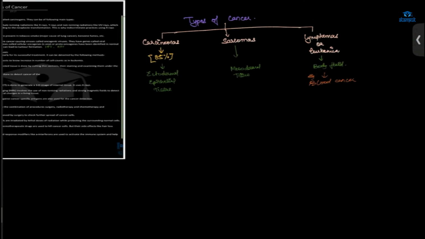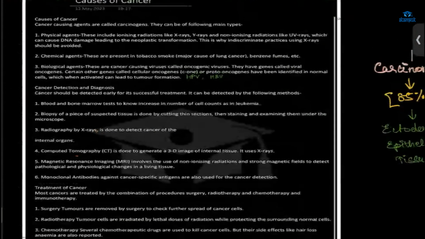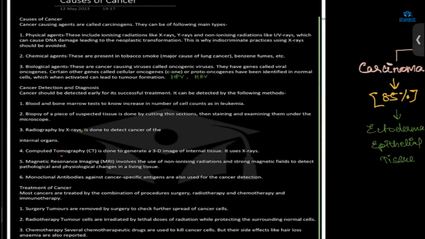Okay, ma'am, these are the types. Now, causes of cancer: we have physical agent, chemical agent, and biological agent. In the physical agent, there are X-rays, gamma rays, and UV rays, those things. They will damage the DNA. Yes, ma'am, that's why we avoid these X-rays.